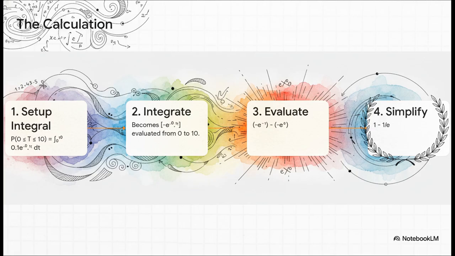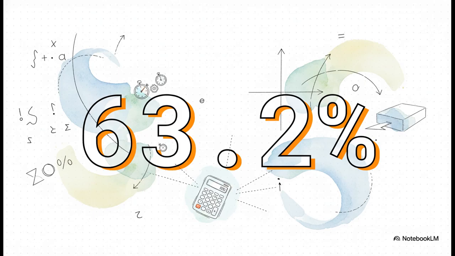Then comes the evaluation step, where we plug in the 10 and then subtract what we get when we plug in the 0. And here's a super common mistake to watch out for. Anything to the power of 0 is 1, not 0. Once you remember that and simplify, you get this really neat answer, 1 minus 1 over e. And when you pop that into a calculator, boom, you get 63.2%, a perfectly precise answer. So we now know there is a 63.2% chance that our wait will be less than 10 minutes. We've just taken a vague, uncertain situation and nailed down a concrete prediction.